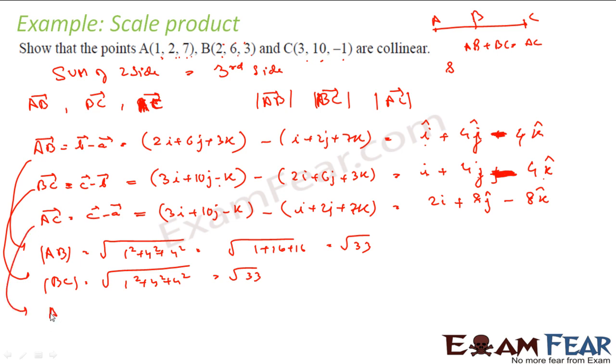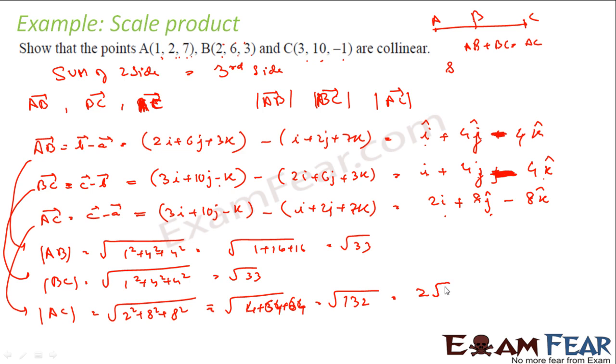Let's find the AC magnitude. That will be root of 2 square plus 8 square plus 8 square, that is root of 4 plus 64 plus 64, which is 132, and this is nothing but 2 root 33.